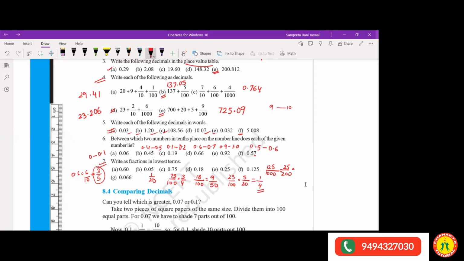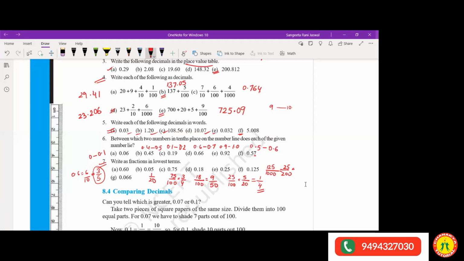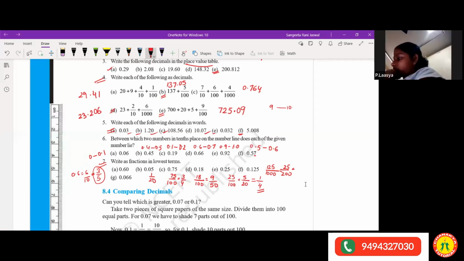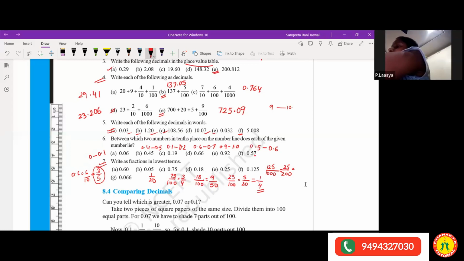So children, next time for your subjective exam, you will be having this decimals chapter, right? Yes, ma'am. So practice it thoroughly. Yes, tell me. I got 200, ma'am. So now further, can you divide it? Can you reduce it any more? Yes, ma'am, we can.